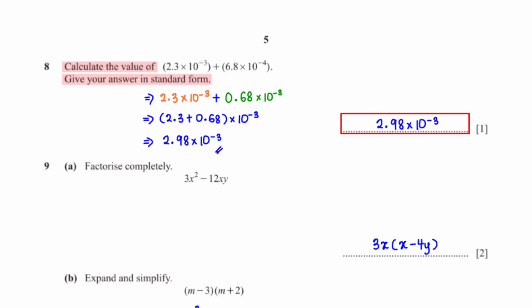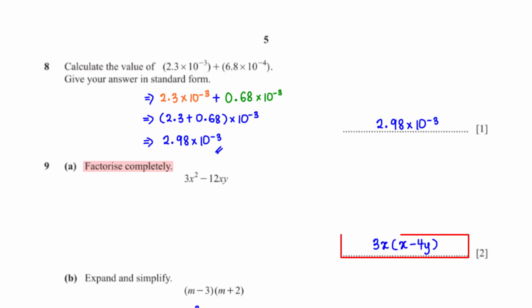power negative 3. Factorize completely. 3x squared minus 12xy. The terms have a common factor of 3x. When we factor out 3x, we are left with x minus 4y.